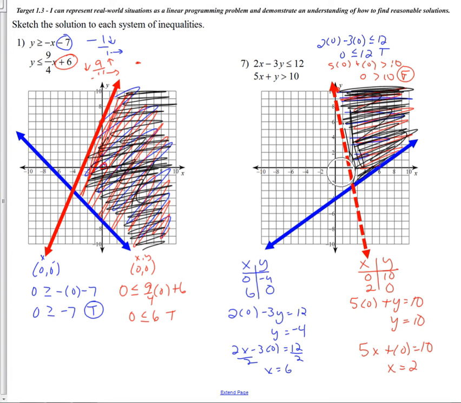Now, I'm erasing some that touch the red line. Remember, the red line is dashed. That means nothing on it can work in both equations. All right, again, if you don't remember either of those, go back and rewatch it. If you still need help, go see your teacher before or after school.